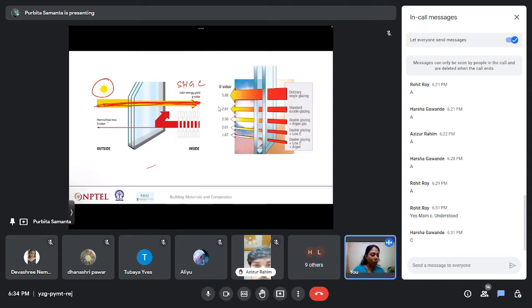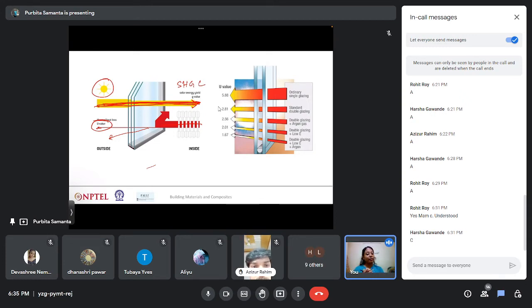But when we talk about U value, it is about how much the glass is getting heated up, and how much heat loss can happen. How much thermal heat loss can happen, or how much insulating capacity that particular glass will provide due to its use, is represented with the help of U value.